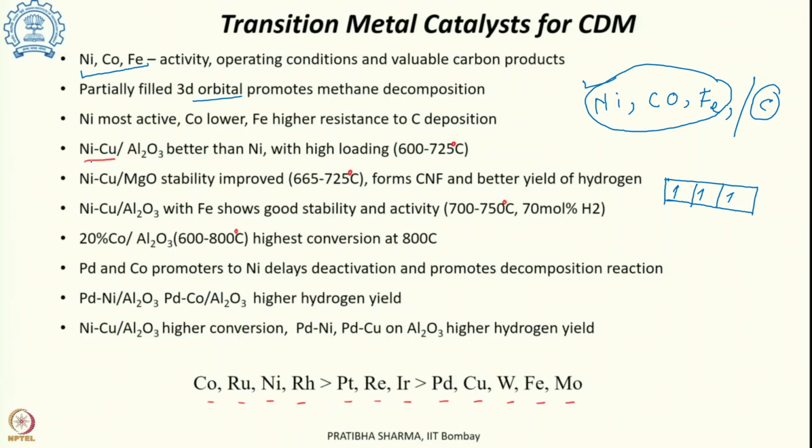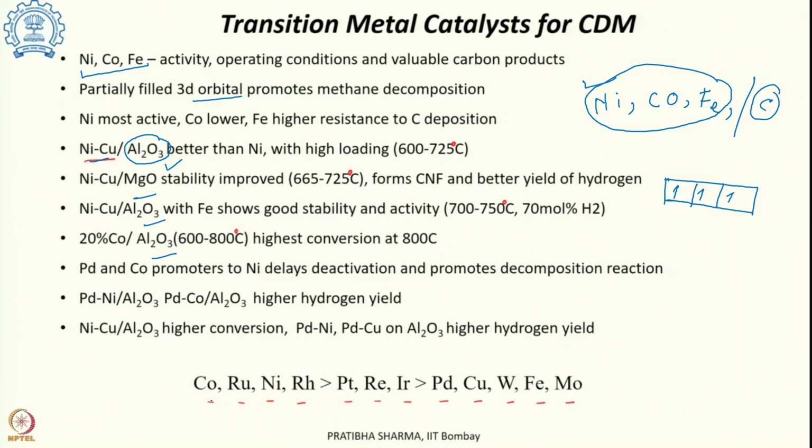Sometimes we can use a nickel copper catalyst. For good reactions, the catalyst is not the only final decision. Along with the catalyst, we have to choose the support material, because different support materials also enhance the reaction ability. Al2O3, MgO, these are the support materials.